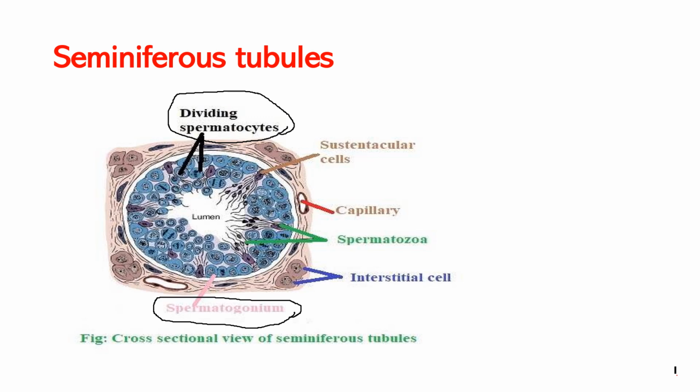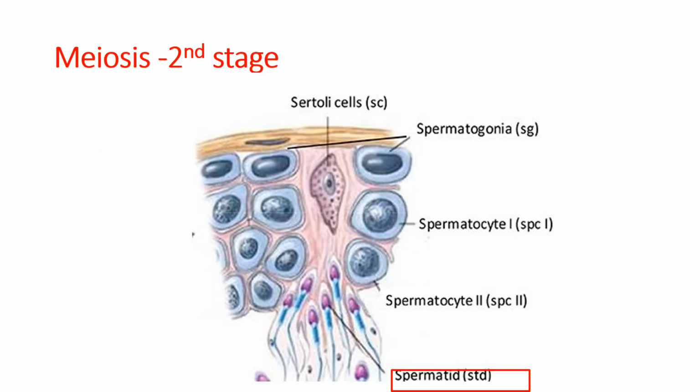Next we are entering into meiosis, the second stage. In the second stage, the primary spermatocyte undergoes the first meiotic division and gives rise to the secondary spermatocyte. Now the secondary spermatocyte undergoes the second meiotic division and gives rise to spermatids. Up to this we have seen the second stage.